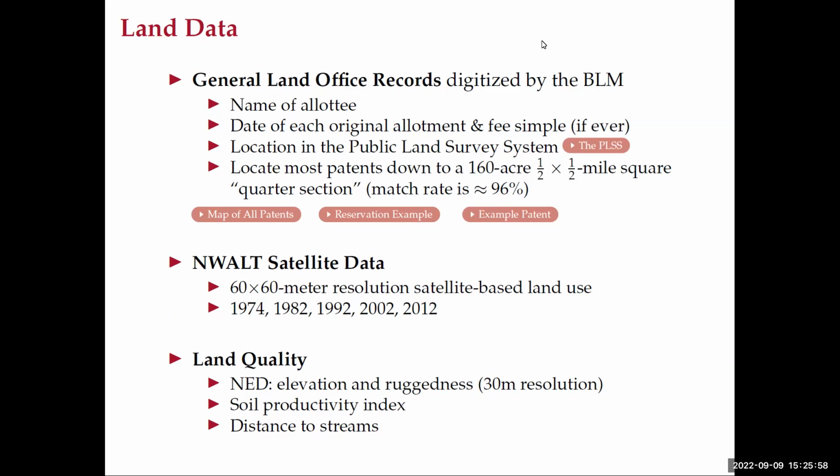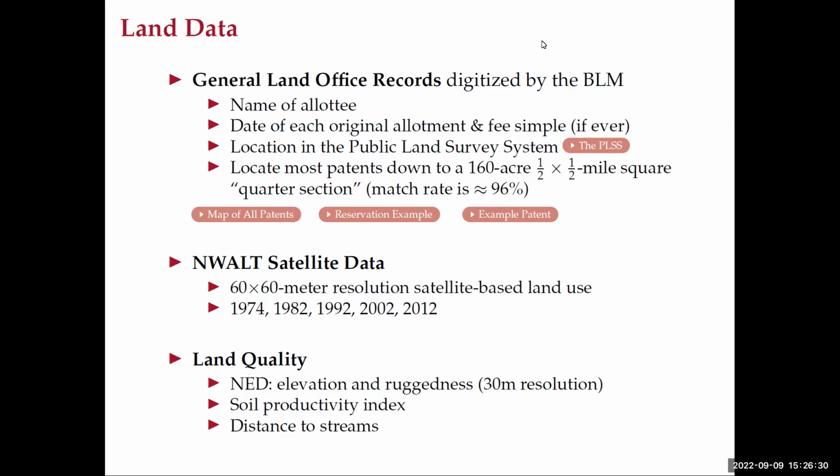And what we're going to observe is land use based on this NWALT satellite data. You might be familiar with this, contemporaneous anthropogenic land use, wall-to-wall land use trends, which doesn't spell NWALT in any way, so I'm not sure what NWALT stands for. But we're basically going to take that data and get an observation for land use from 1974 to 2012.